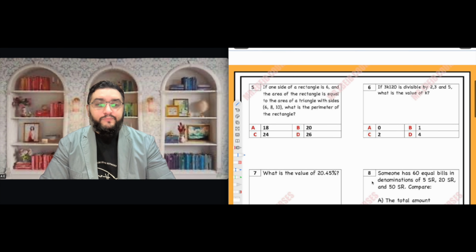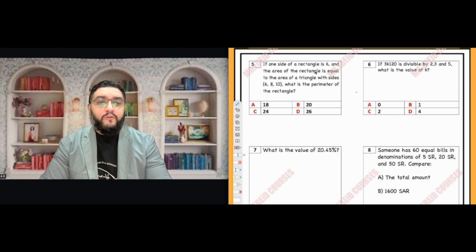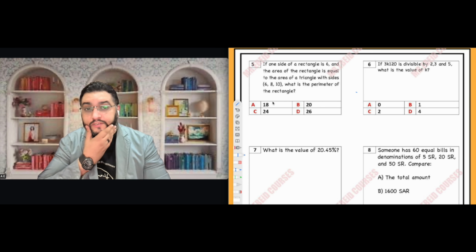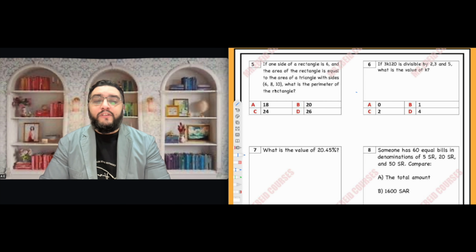Question 5. If one side of a rectangle is 6, and the area of the rectangle is equal to the area of a triangle with sides 6, 8, and 10, what is the perimeter of the rectangle? In this question, you'll just find the area of this triangle. You know that 6, 8, and 10 form a right angle triangle, the special Pythagorean. If this side is 6, this side is 8, this is 10, the hypotenuse. And you know that the area of the triangle equals half times base times height.